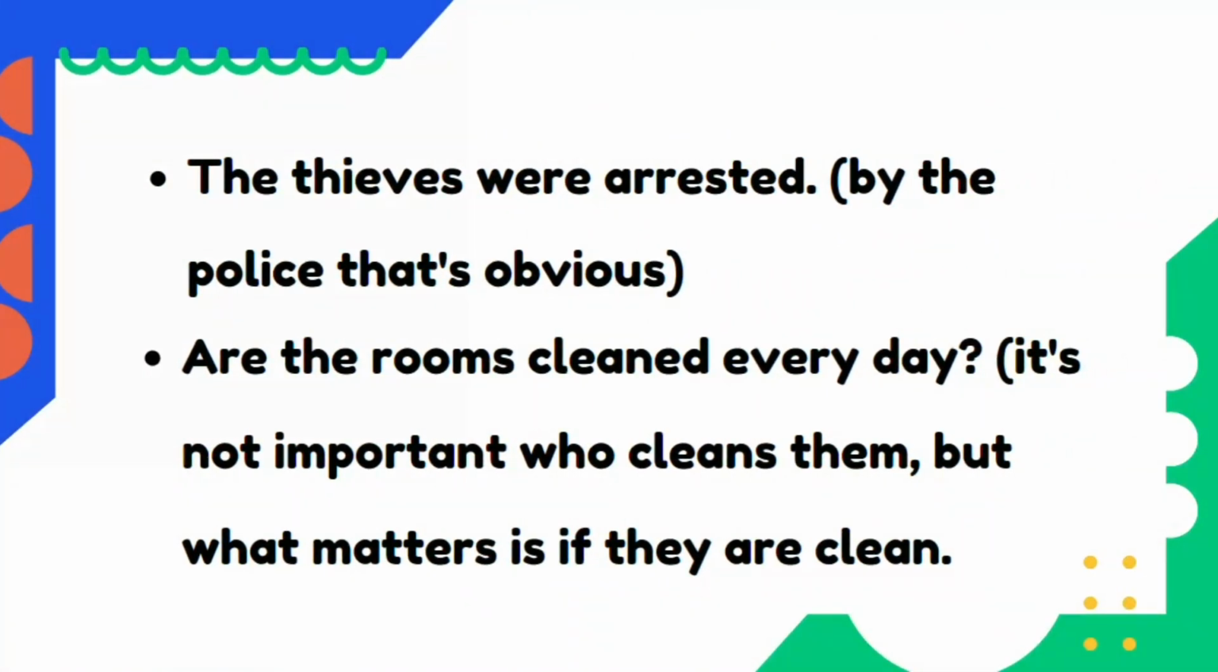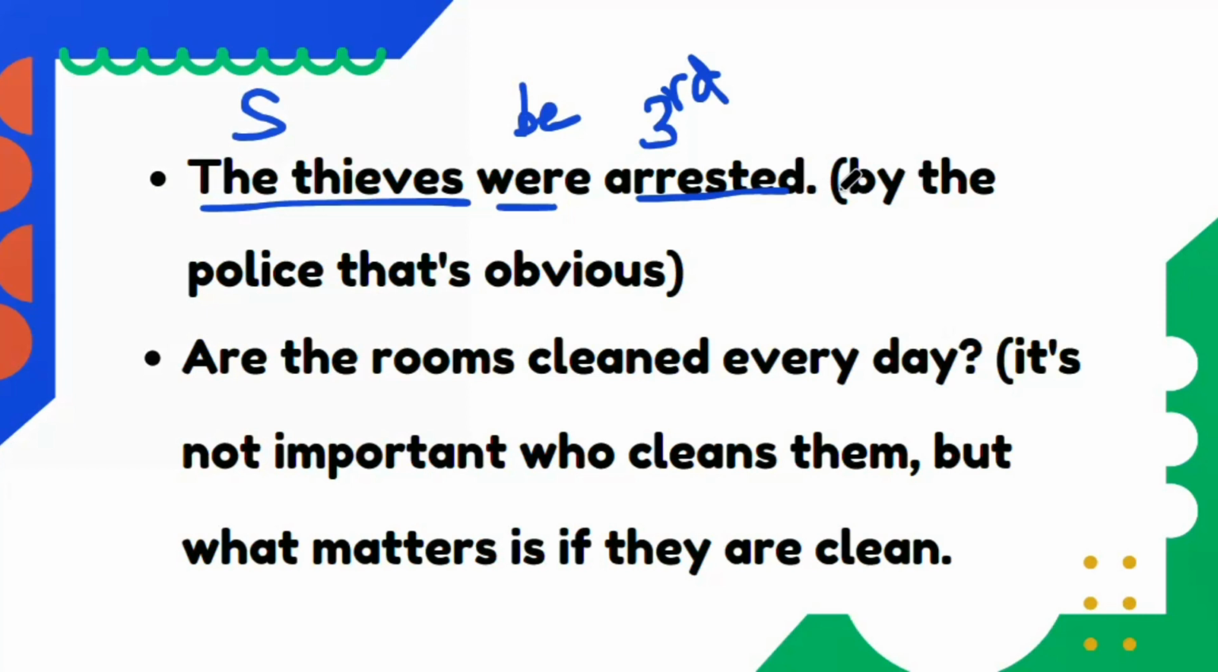Here are some more examples of passive voice. The thieves were arrested. The thieves are the subject, but they are doing nothing. Were is the be verb. Arrested is the third form of the verb. The thieves were arrested. Now, who arrested them? It's obvious: the police. So you can simply omit this information.